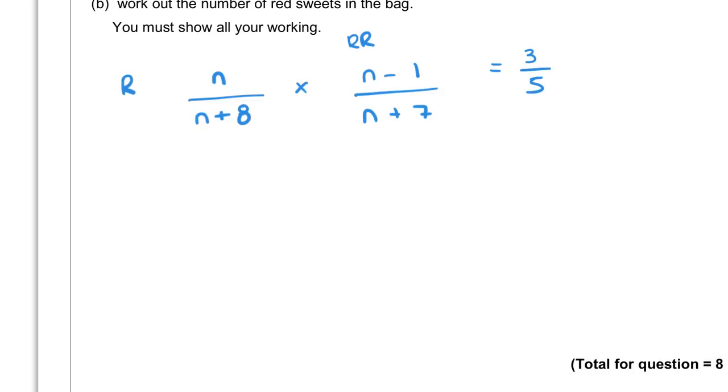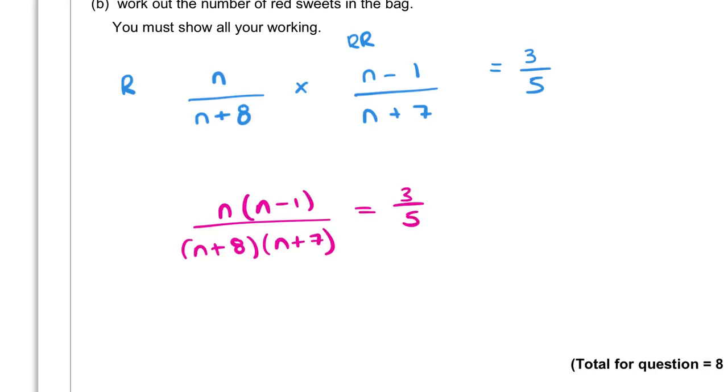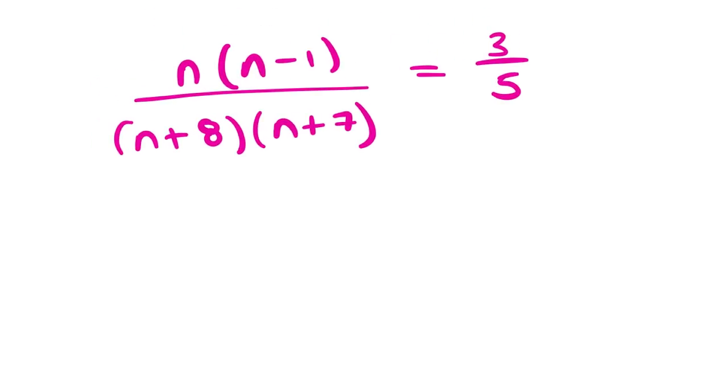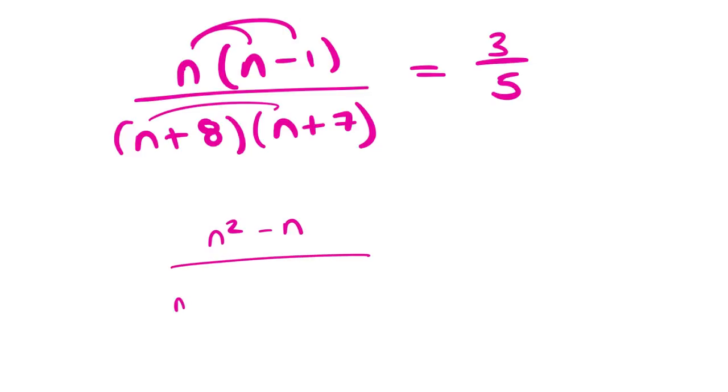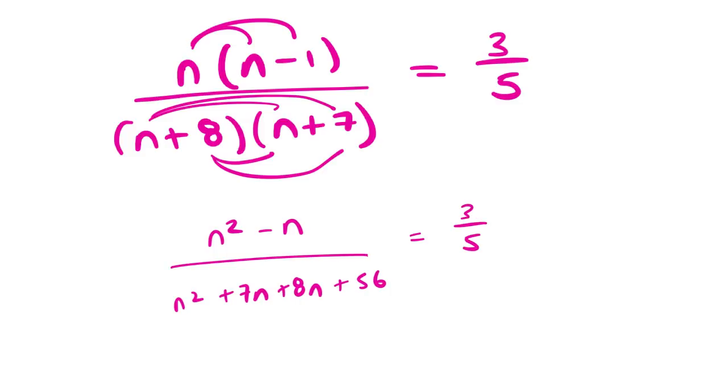Do you see? Then, how do we multiply fractions? The numerator multiplied by the denominator. Okay, and this equals 3/5. Right. Now you see brackets. What are you going to do? Expand them. So on my numerator, n times n is n squared, n times -1, minus n, over my denominator, n times n is n squared, n times 7, 7n, 8 times n, 8n, 8 times 7, 56. What does this equal? 3/5. Okay?